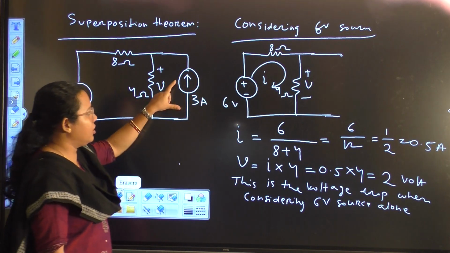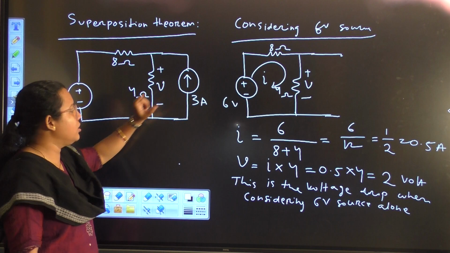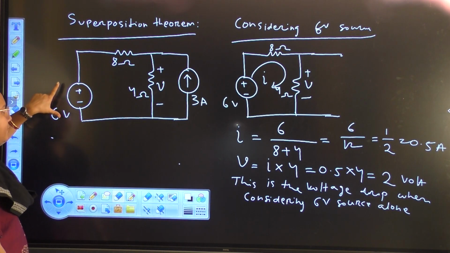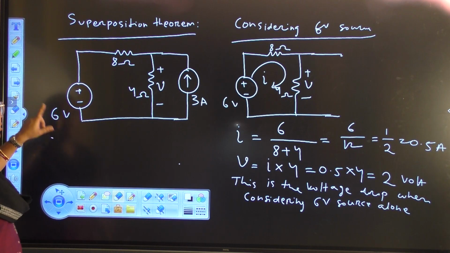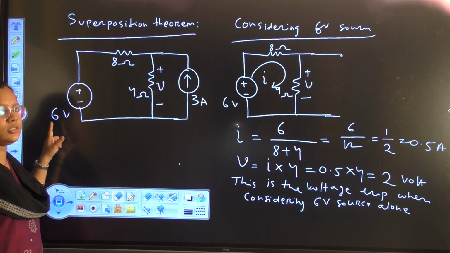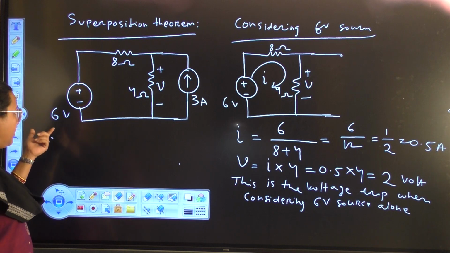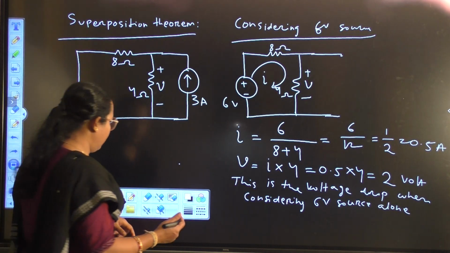Next part is I have to consider this 3 ampere source and I have to deactivate this 6 volt source, as there is no internal resistance connected or given here. So this 6 volt source is replaced by a short circuit. So I can redraw this circuit.